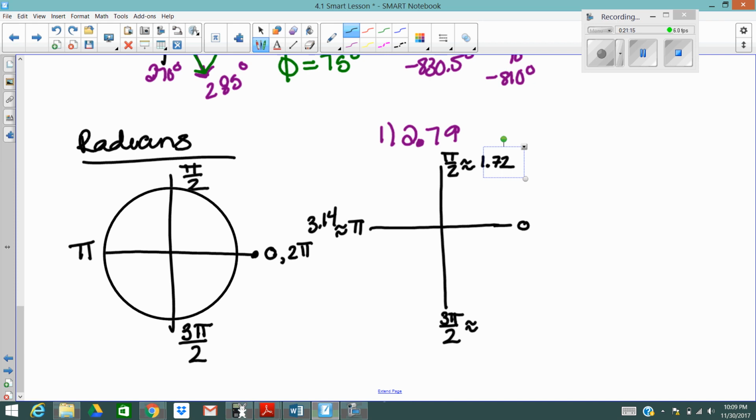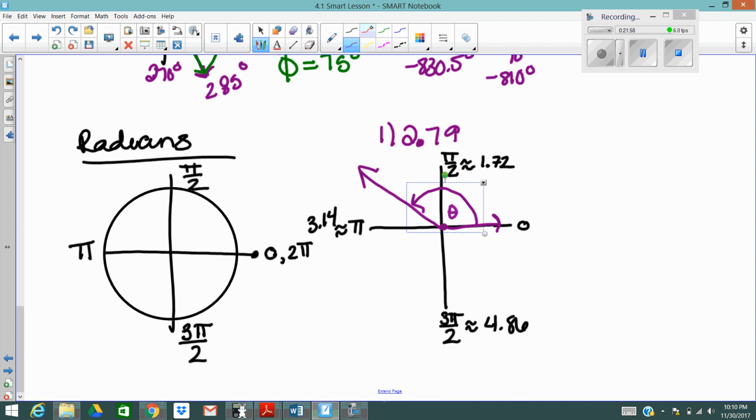So 3 halves radians, that's about 4.86, etc. If I'm graphing 2.79 radians, again, standard position, so my origin is the vertex of my angle, and my initial side is the x-axis. My angle of rotation will be counterclockwise because it's positive 2.79 radians. So that's about 1.72 radians, so 2.79 radians will be there-ish. So that would be my angle graphed in standard position.